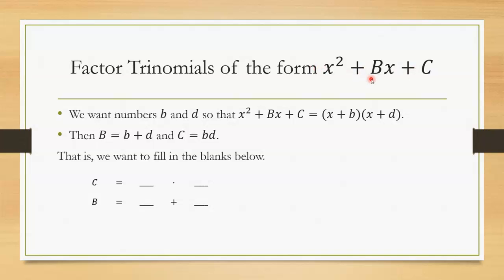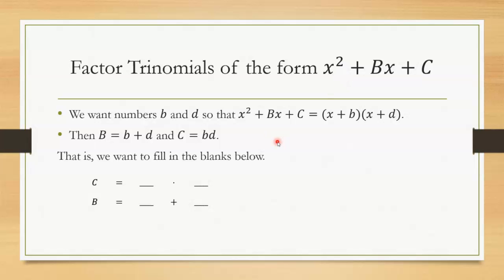So here we have capital B and capital C. Those are just constants, they're numbers. Notice here we have degree 2. The leading coefficient is 1. So if you did try to find the GCF of this, you would get it to be 1. But let's see if we can factor it another way.